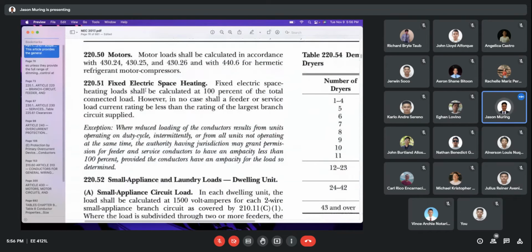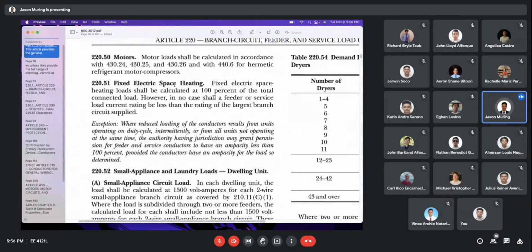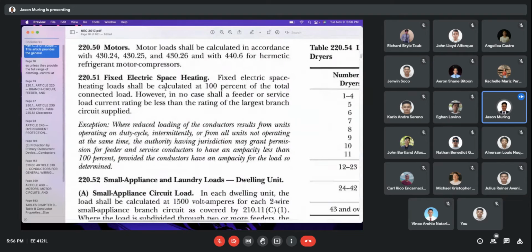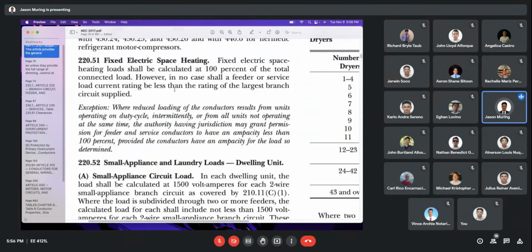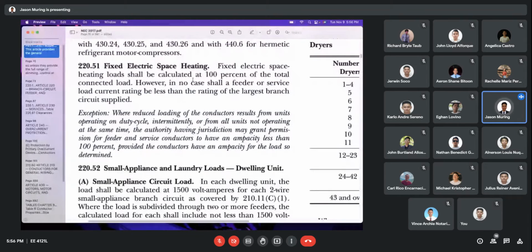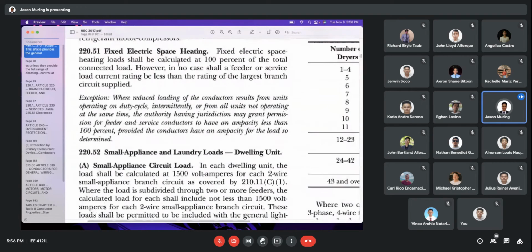Then fixed electric space heating. Aside from cooling, in your design there could also be heating. Although in the Philippines it's not typical, we have Baguio in which we can also apply this kind of system, in which there is space heating. It should be calculated based on 100% of the connected load. Therefore, there's no demand factor now. Whatever the load is automatically becomes your demand for that specific load.